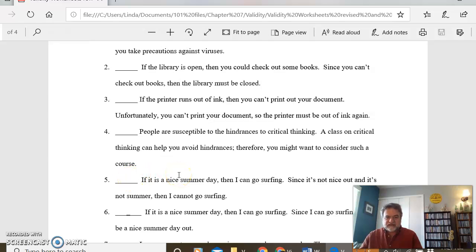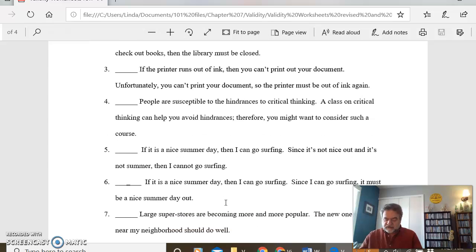If it's a nice summer, I can go surfing. It's not nice, so then I cannot go surfing. There we're denying the antecedent. Number 6 is invalid for the opposite reason. It's affirming the consequent. I'm affirming I can go surfing, so it must be nice out. There could be other reasons that you could or couldn't surf.